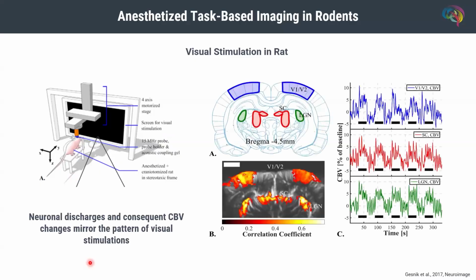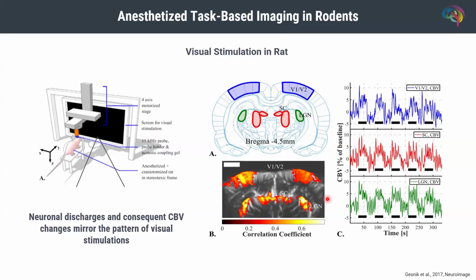And when we look at the neural activity of areas pertaining to the visual system, such as the primary visual cortex, the superior colliculus here in red, and the lateral geniculate nucleus in green, you see that their CBV changes, so cerebral blood volume changes in time due to the neural activity, closely mirror the pattern of the visual stimulation that here is indicated by these black lines. So something that with functional MRI would have taken hours to acquire and process can be done in tens of minutes using functional ultrasound.